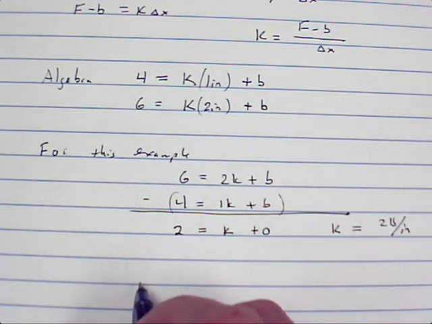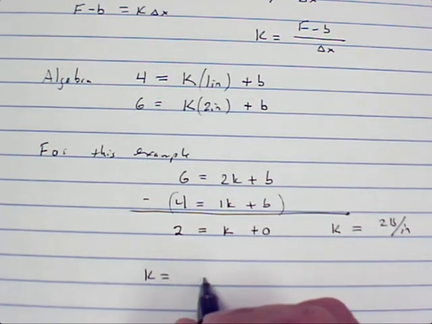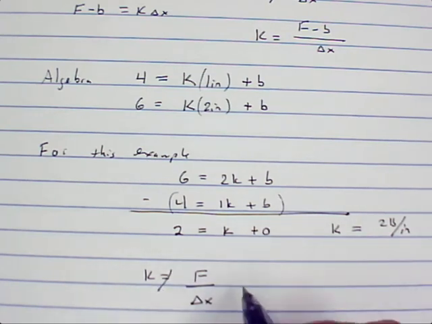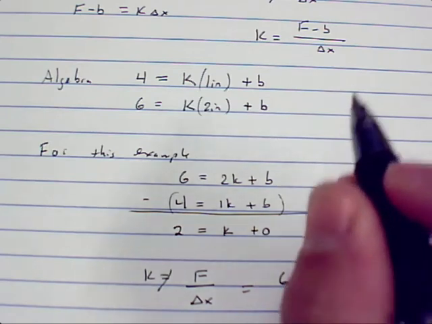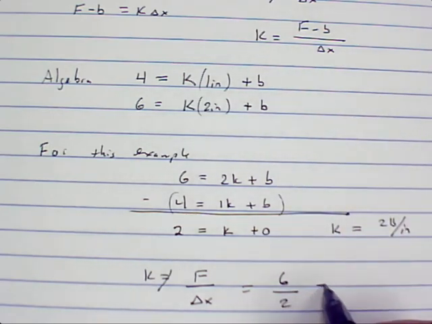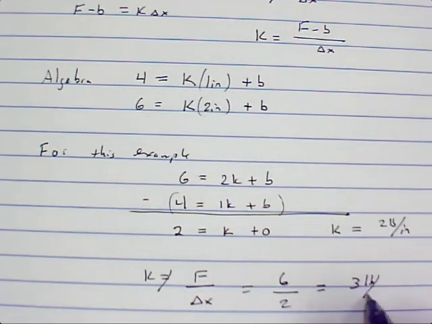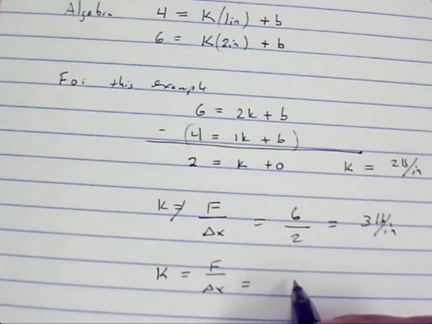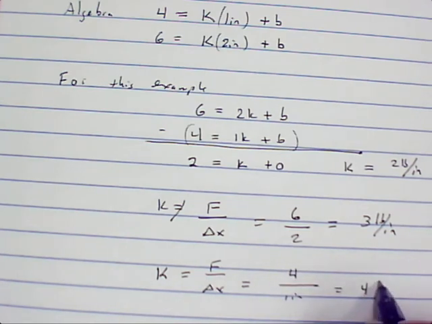Look here, if I had done K equals F divided by delta x, which is not right, you would have said F was 6, my delta x was 2. You would have gotten 3 pounds per inch in one case. In the other case, you would have had 4 pounds divided by 1 inch, which is 4 pounds per inch. And both of these are wrong.